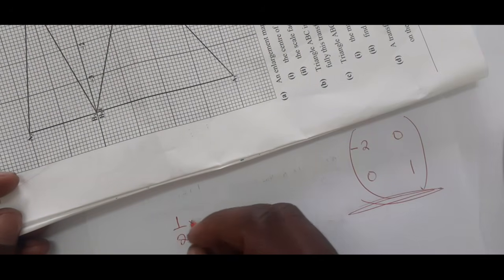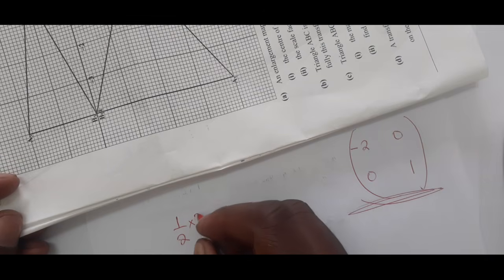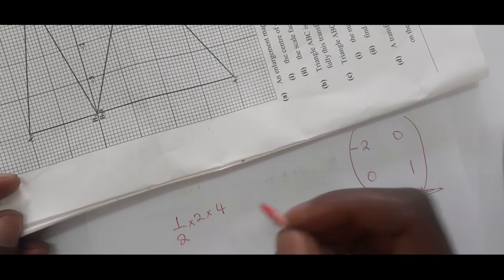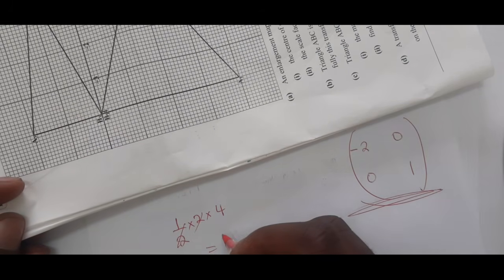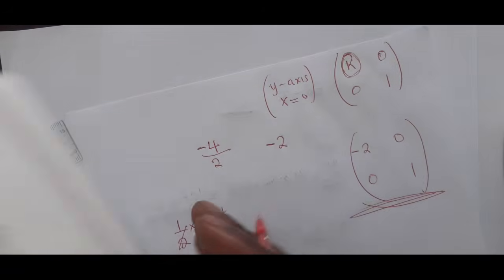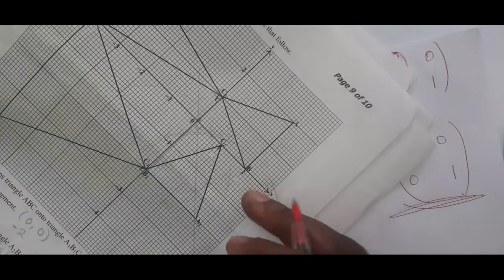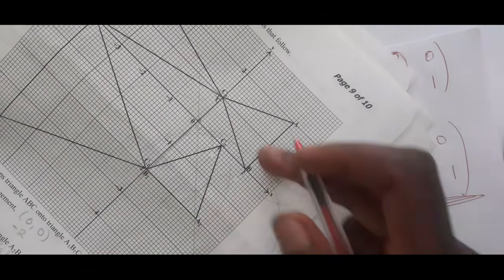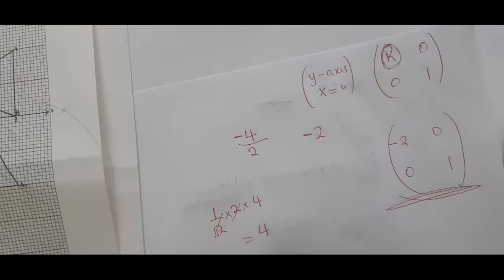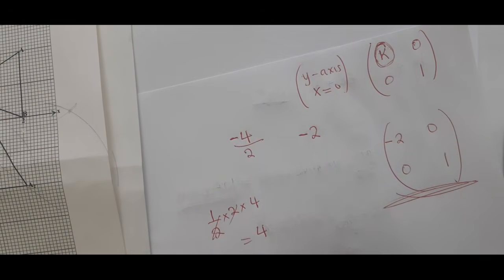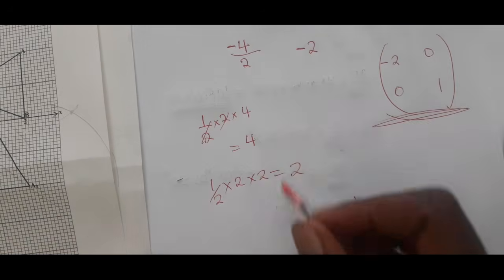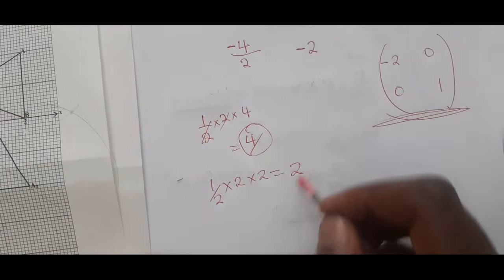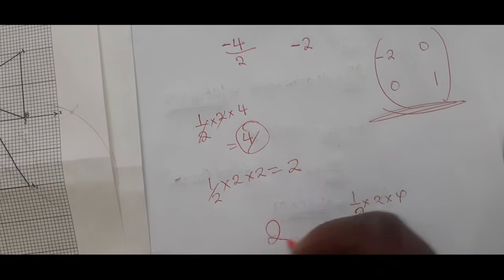So when you want to find the area, it will be 1 over 2 multiplied by the base, which is 2, multiplied by 4. When you simplify this, the area of the bigger one will give you 4. Then the area of this other one: the base is 2, the height is 2. So it will be 1 over 2 multiplied by 2 multiplied by 2. This will give you 2. Then now you need to divide. You divide this 4 by this 2, which is going to give you 2.